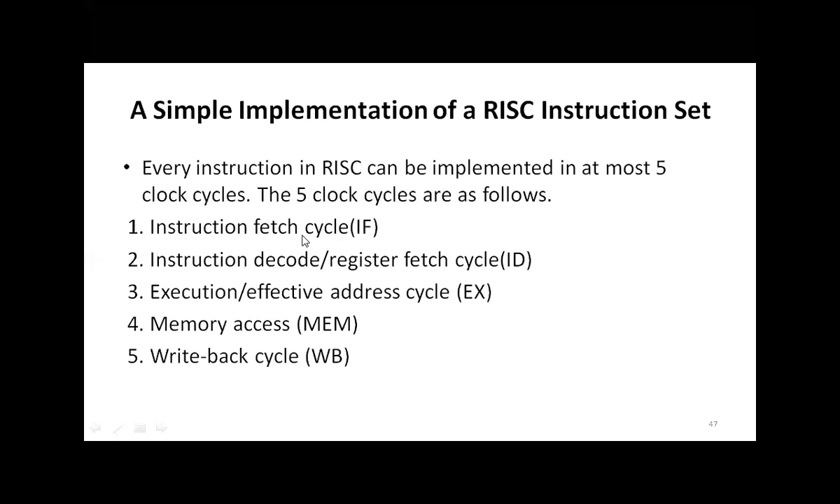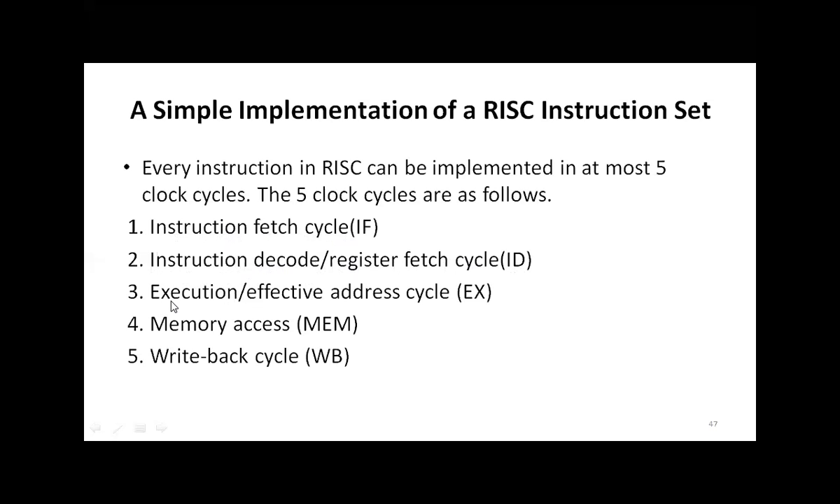So in this stage, two things are done. First, the instruction is fetched based on the program counter value. Then the program counter value is incremented by 4 to point to the next instruction. Next is the ID stage, and here two things are done. First, the instruction is decoded based on the opcode value in the instruction, and then if the operand is present in the register, that is read here. Register fetch is done.